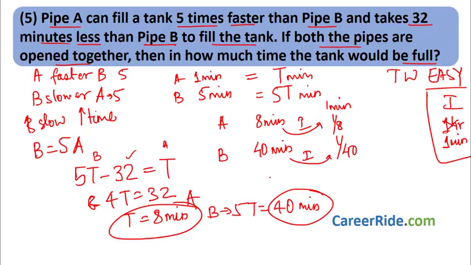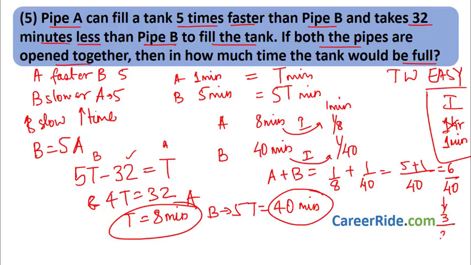So if both the pipes are opened, A plus B, then in 1 minute how much of the tank is filled? 1 by 8 by A and 1 by 40 by B. LCM is 40, we will have 5 plus 1 equal to 6 by 40, that is 3 by 20. This is not the number of minutes, this is nothing but the amount of work A and B complete together in 1 minute. So when A and B are simultaneously opened, 3 by 20 of the tank is filled in just 1 minute.